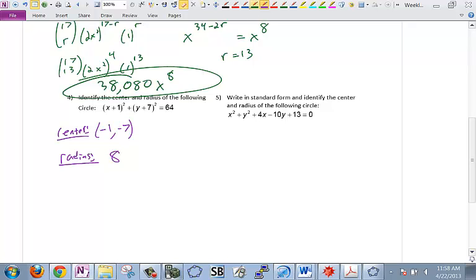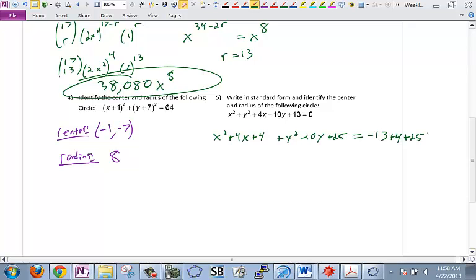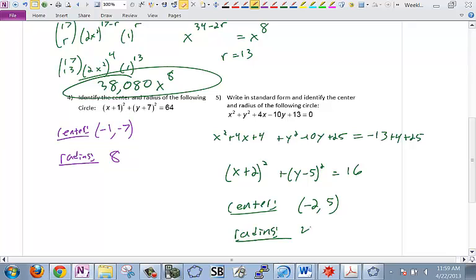For number 5, we have to complete the square. So you're going to have x squared plus 4x. You're also going to have y squared minus 10y. And we're going to subtract that 13 to the other side. I'm going to add a 4 to both sides. And I'm also going to add a 25 to both sides. Because by adding a 4 and a 25, we've completed both squares. So we get x plus 2 squared plus y minus 5 squared equals 16. So your center is the point -2, 5, and your radius is 4.